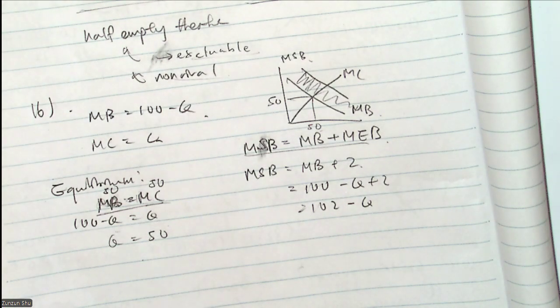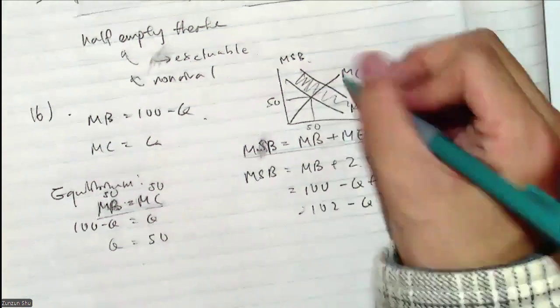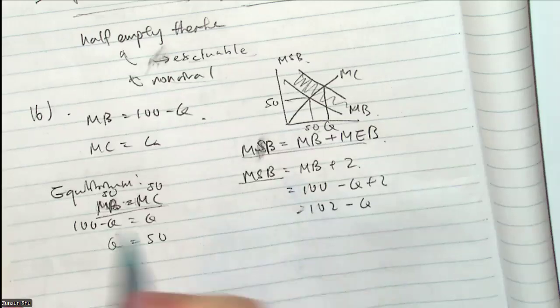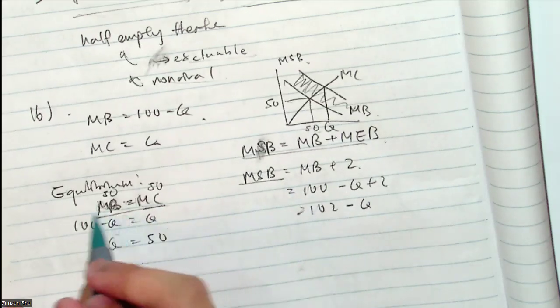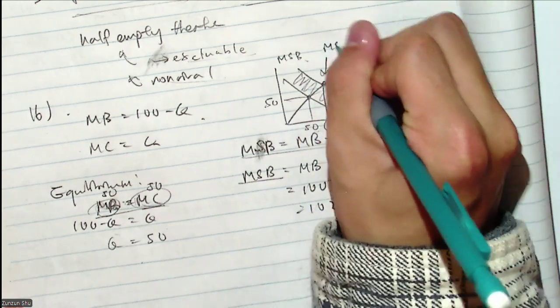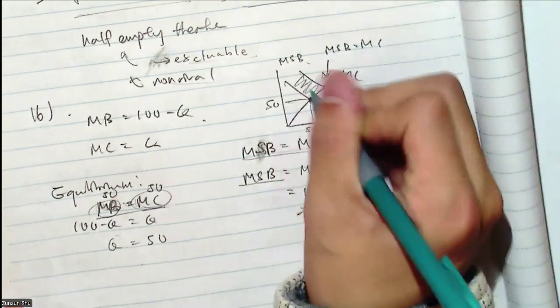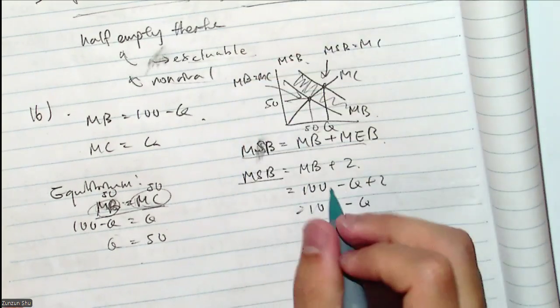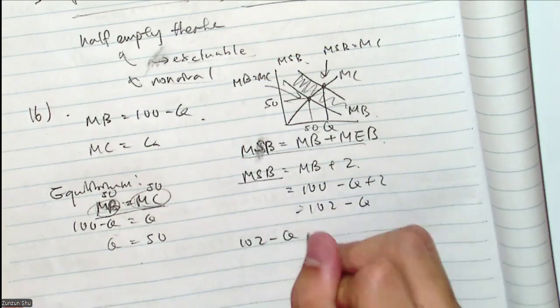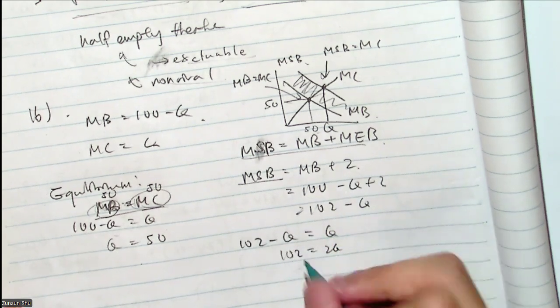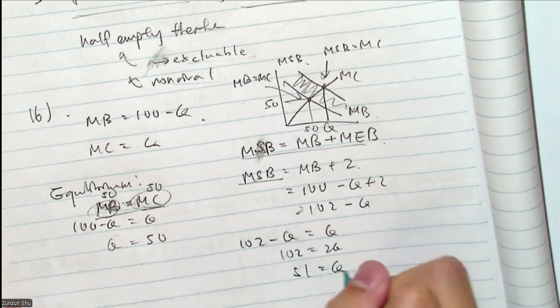And in that case, to find our quantity here, we would need to merge MSB with MC. So instead of doing MB equals MC, finding this point uses MSB equals MC. Okay? So in that case, 102 minus Q equals Q, 2Q equals 102, Q equals 51. So there we have it.